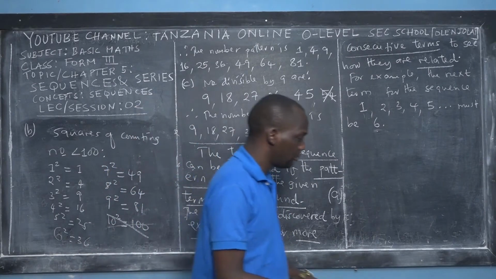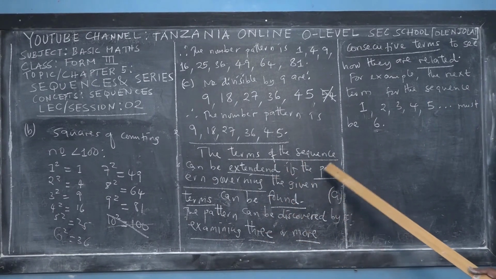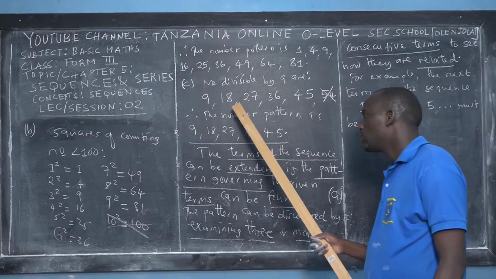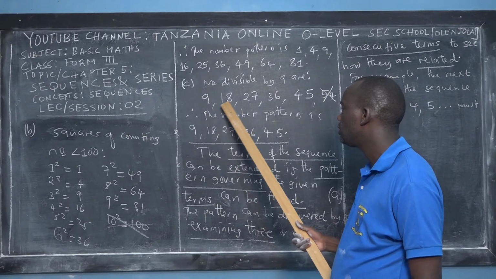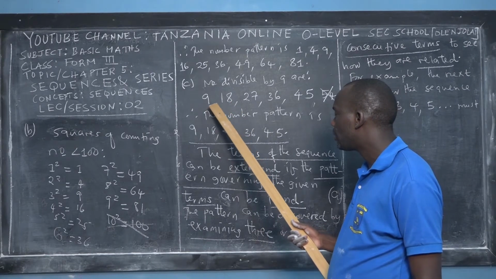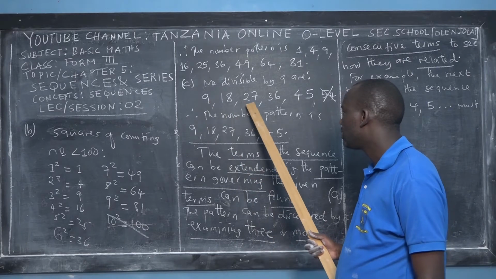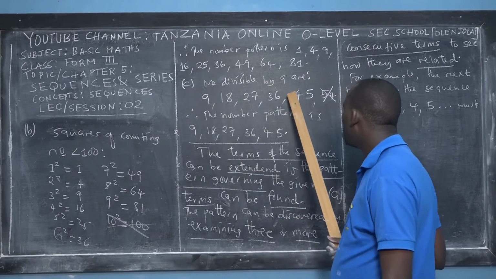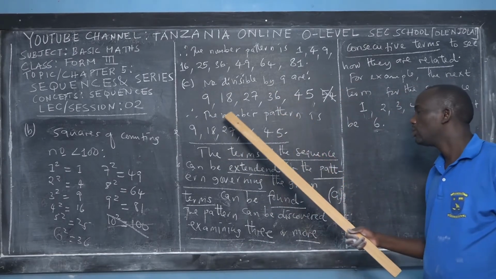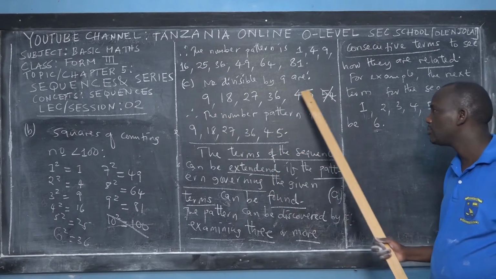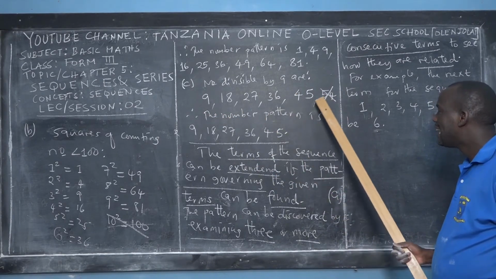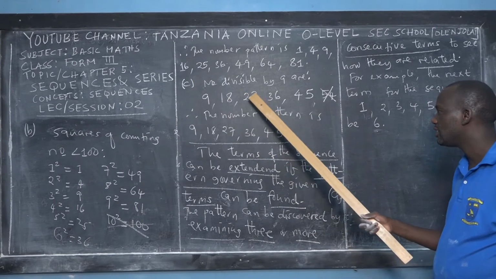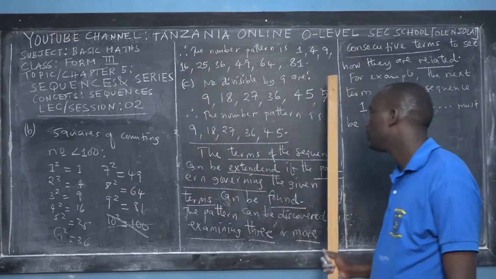So let me explain in brief. We say the terms of the sequence can be extended if the pattern that governs the given terms can be formed. For example, these are the multiples. 9 multiplied by 2 gives 18, 9 multiplied by 3 gives 27, 9 multiplied by 4 gives 36, and 9 multiplied by 5 gives 45. So the next term will be 9 times 6, which is 54. So you can determine other next terms by using the rules that have been used to formulate the terms of this sequence.